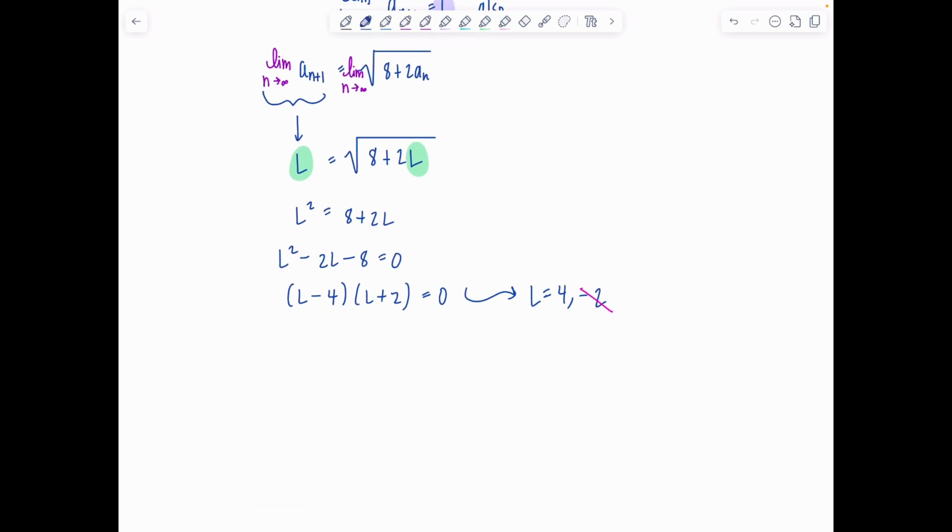I would. I would say, but since a sub n plus 1 is a square root, the limit has to be positive. This is what I'm talking about. This is the stuff I would write on the test. I'd be like, let me make sure they know what I'm thinking. So L is 4. Good, good, good. Okay. I think last idea with sequences.